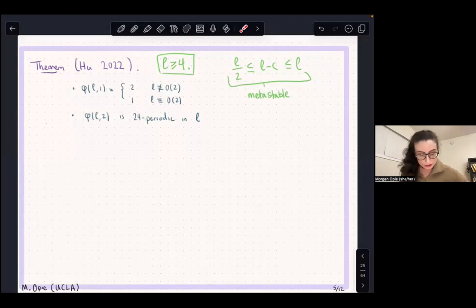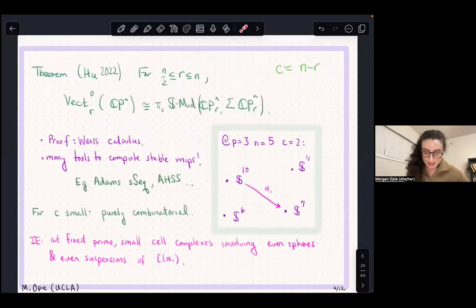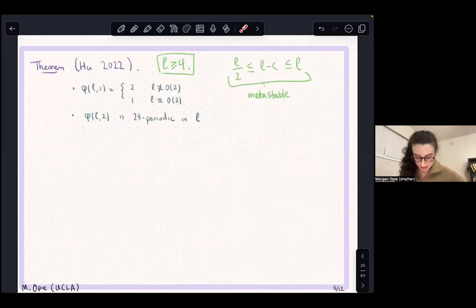So Yang also proves that the number of co-rank 2 bundles is 24 periodic in L. And this is a general phenomenon. You can see, let me go back to the previous slide, you have a James periodicity for stunted projective spaces, which tells you that this number for fixed n minus r is going to be periodic in r with some period that you can compute. What exactly it is, well, there's various formulas, but it's going to grow quite quickly as the co-rank grows.